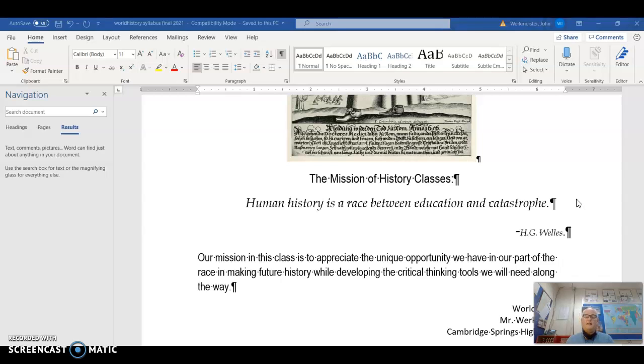Now, the mission in this class kind of reflects this. This is something you'll see in our classroom too. Human history is a race between education and catastrophe. That's by the famous writer H.G. Wells. So our mission in class is to appreciate the unique opportunity we have in our part of the race of making future history, while developing the critical thinking tools that we'll need along the way, so we can win the race, at least for our leg of it. We want to make sure that the history that future generations will be looking at shows we've done our part, and we can be proud of how we managed our unique time in history.